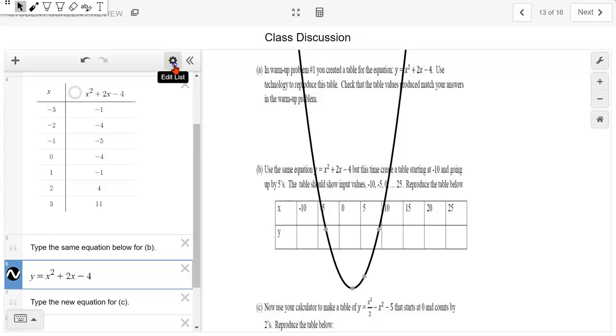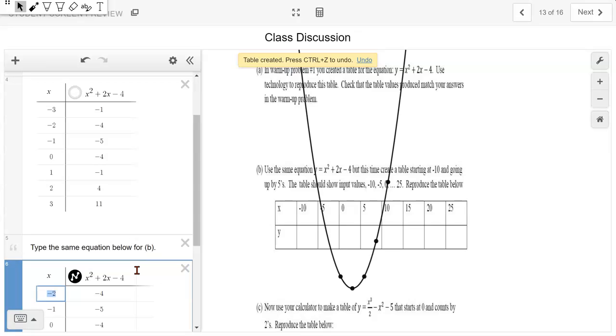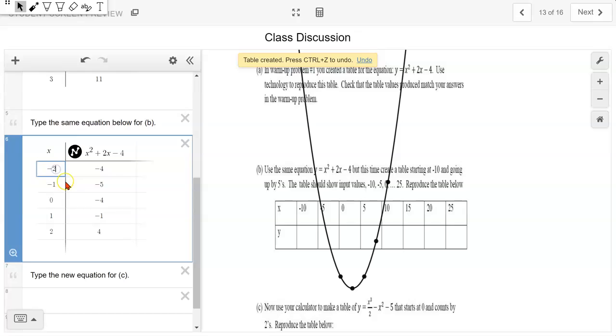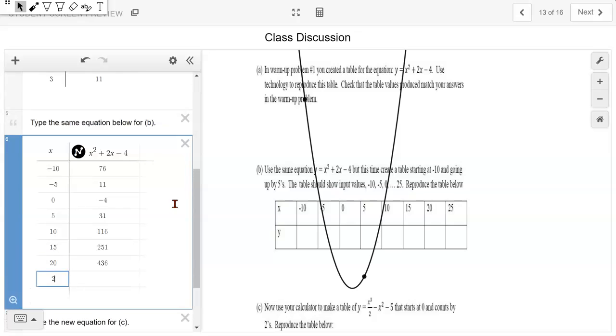What's next again? Click on this edit list and then choose table. Okay, and you can now change just the x values. So change it to -10, -5. What's next? 0, 5, 10, 15, 20, arrow down, 25. And we have these answers for our table.